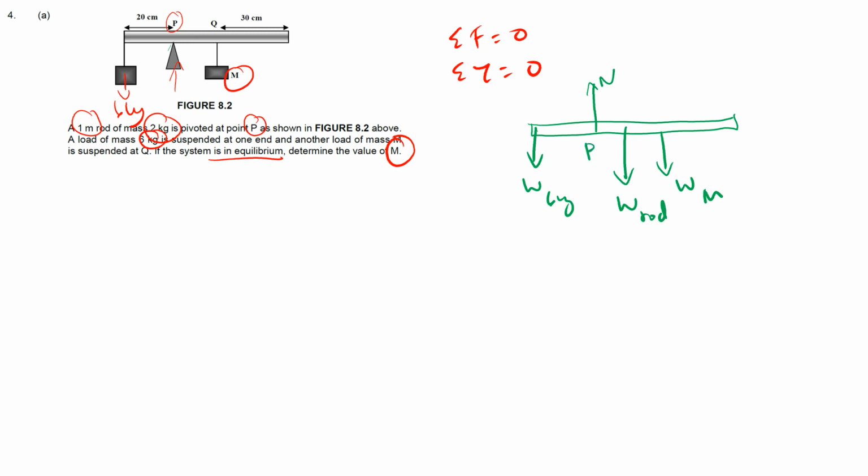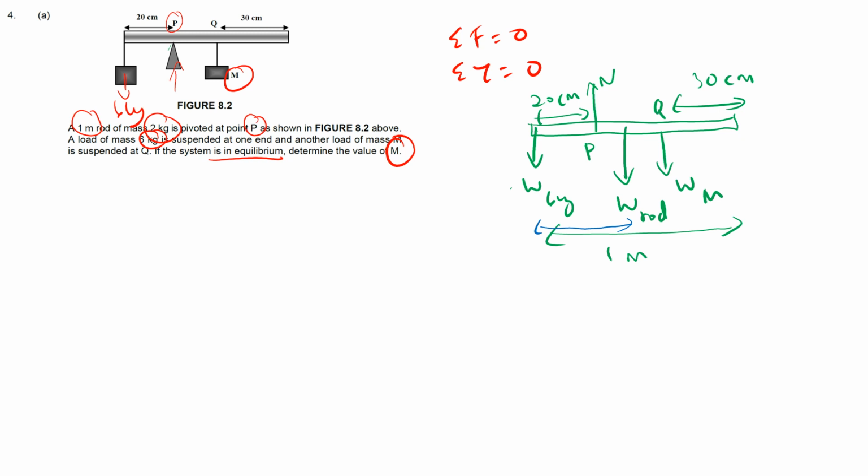So this is your point P. So we have 1, 2, 3, 4, these are the only 4 forces. So this is Q. This one is 30 cm. So this one is 20 cm. Later we will find the distances for the whole rod, because the whole rod here is 1 meter. Weight is always in the middle, so this one will become half.